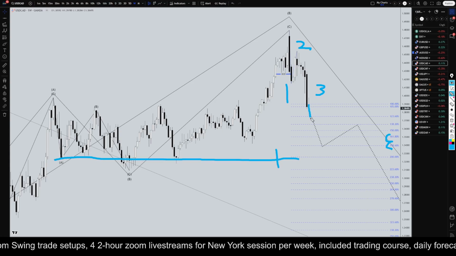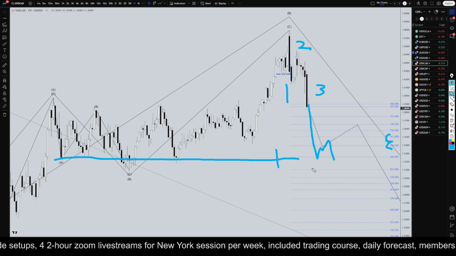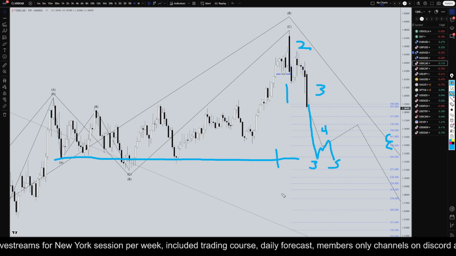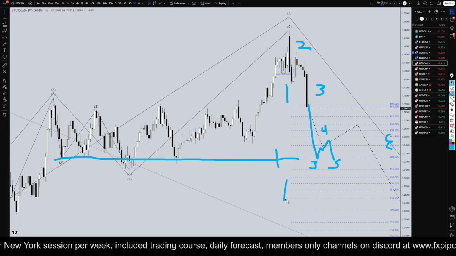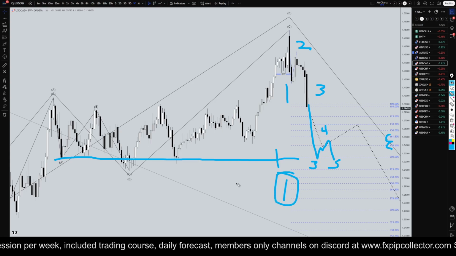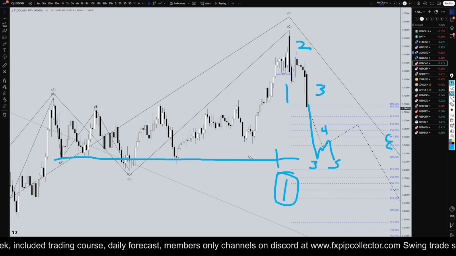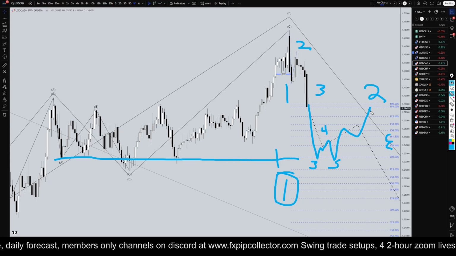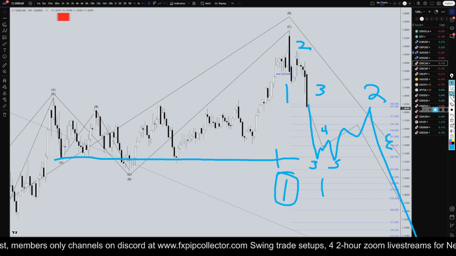I think it might even go down to here and end up looking something like this for a wave three, a wave four, and a wave five of wave one. Like I said, this is only a wave one of a 5 wave pattern to the downside on the monthly time frame. Then we'll probably eventually make a wave two and then eventually down for the wave three. So keep that in mind.